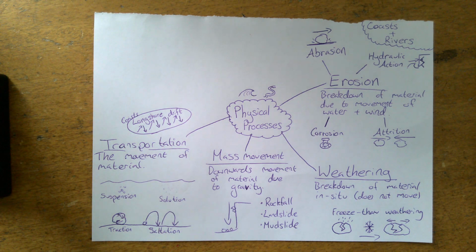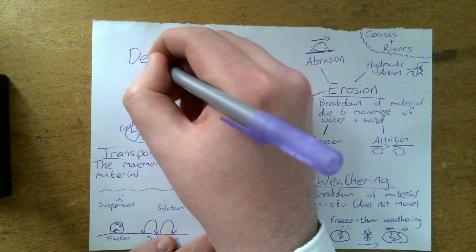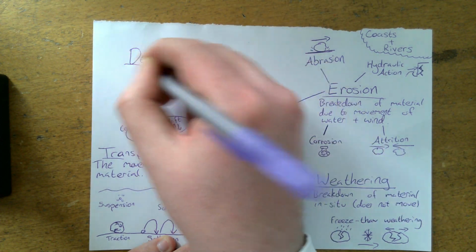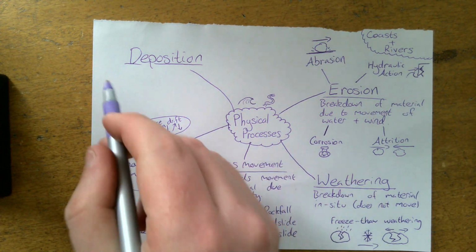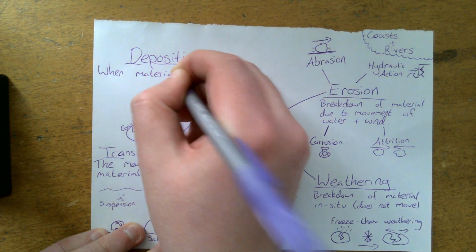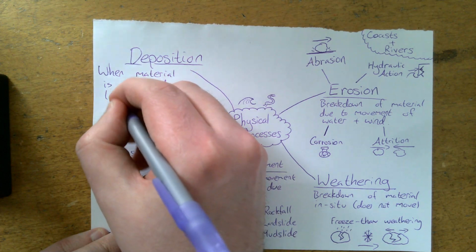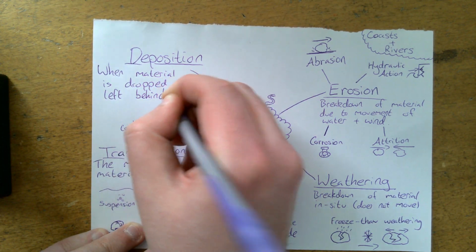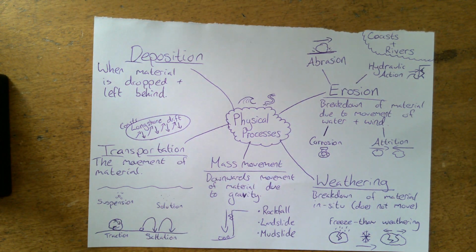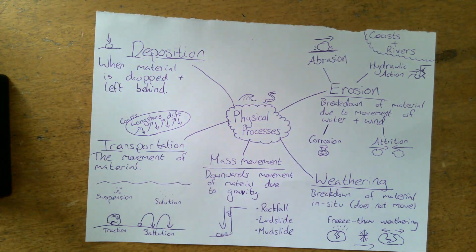Right. Let's go for our last physical process then. Our final physical process is deposition. Deposition, in my opinion, is like the opposite of erosion, so I put it on this side. This is when material is dropped and left behind. So we might have, say, a rock, it just gets put down and it's going to get left there. So the sea might lose its energy, drop a rock it's carrying, and it's going to stay put.